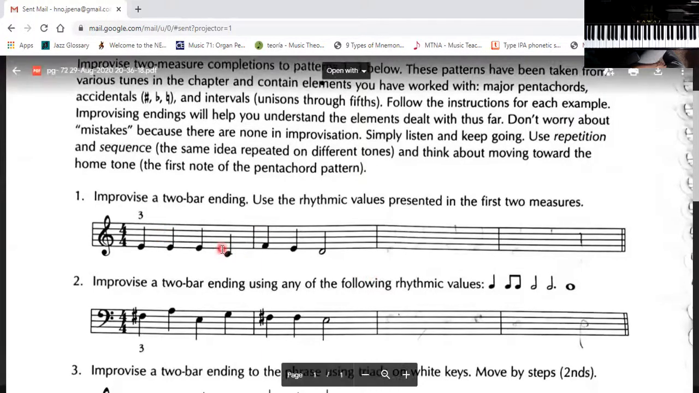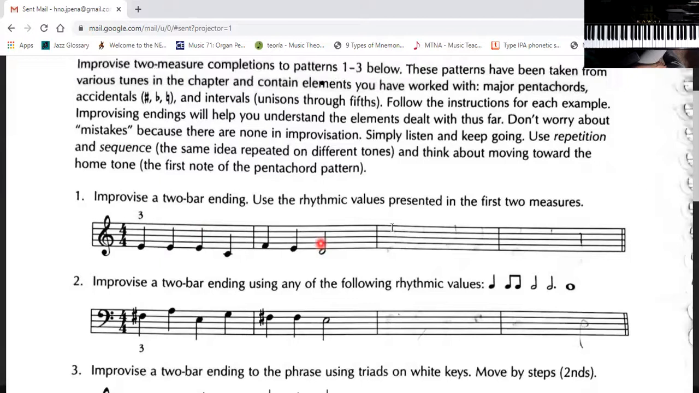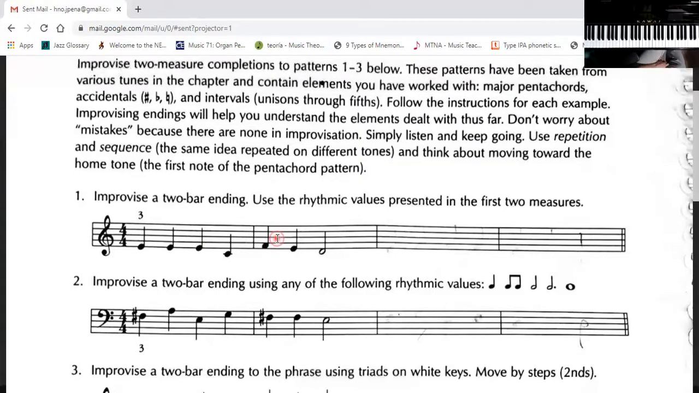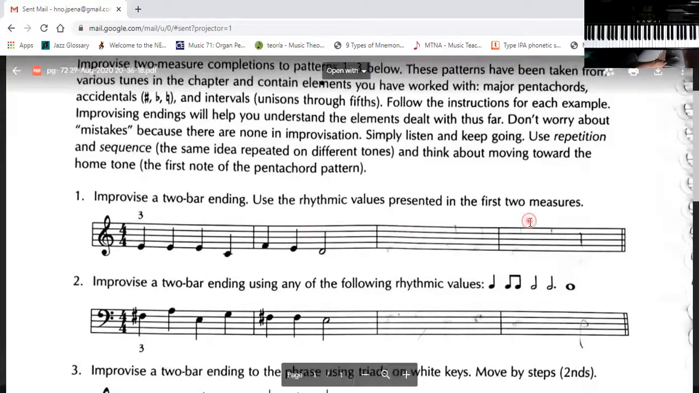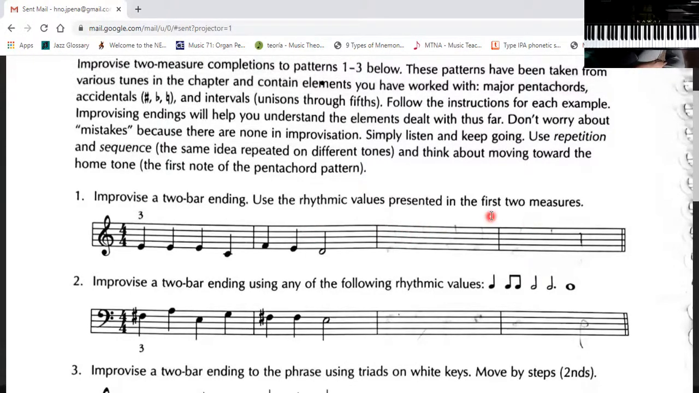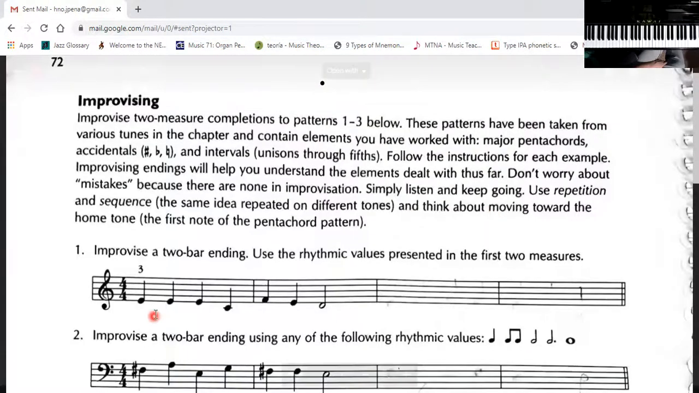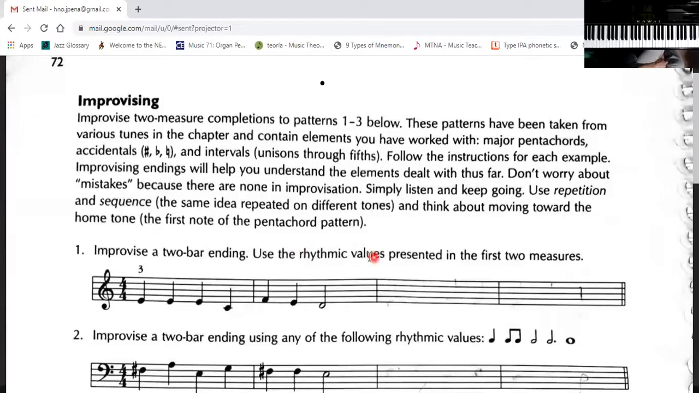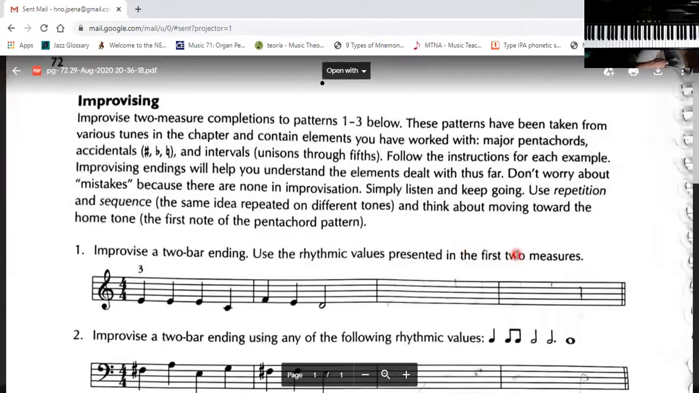We also have the antecedent and the consequent. We can say question, answer, any way you want to call it. We're going to take these first two given measures of notes, and then complement those notes by giving two good measures that are based on the first two measures. It says here: improvise a two-bar ending, using the rhythmic values presented in the first two measures.